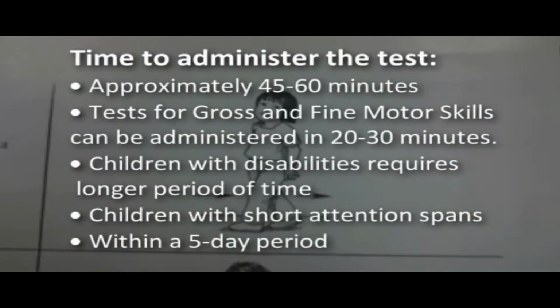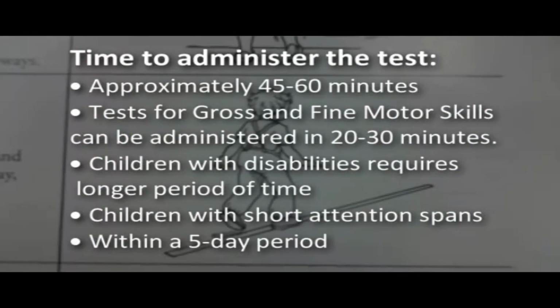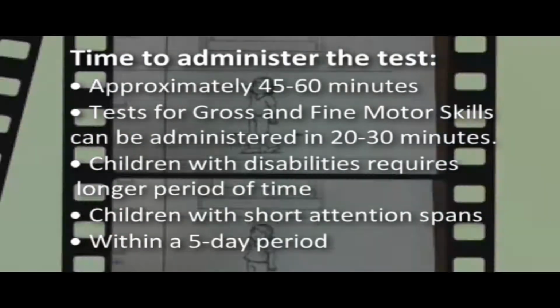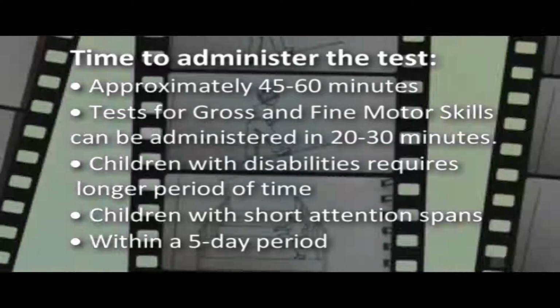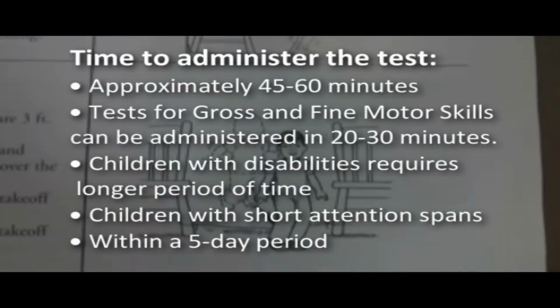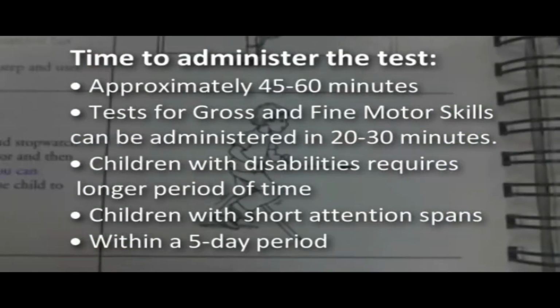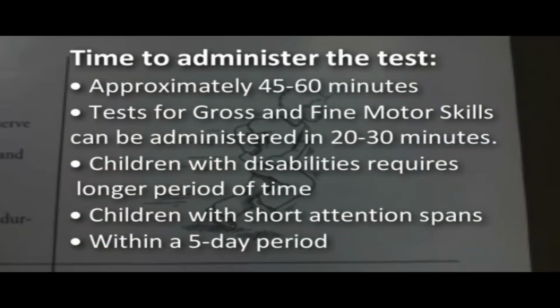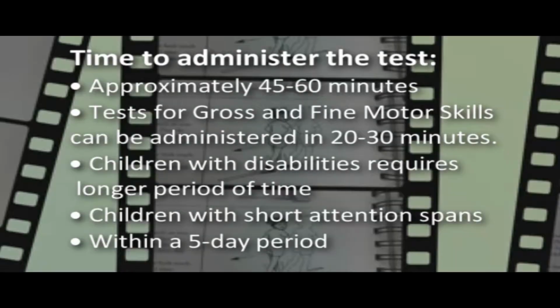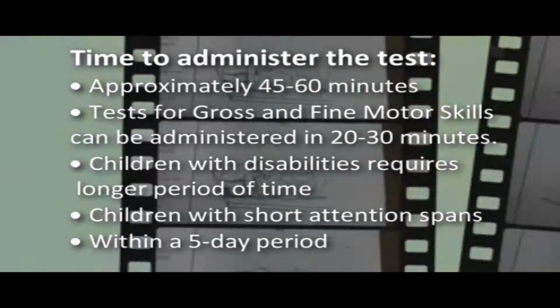The time required to administer the entire PDMS2 varies from approximately 45 to 60 minutes. The subtests comprising either the gross motor or the fine motor composites can be administered in 20 to 30 minutes. Administration time is kept to a minimum by the inclusion of basals and ceilings and by administering only selected groups of items to each child.